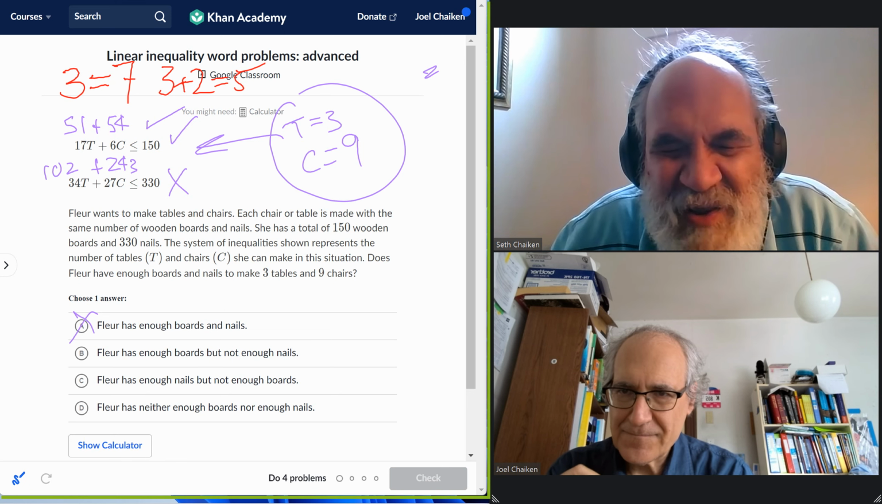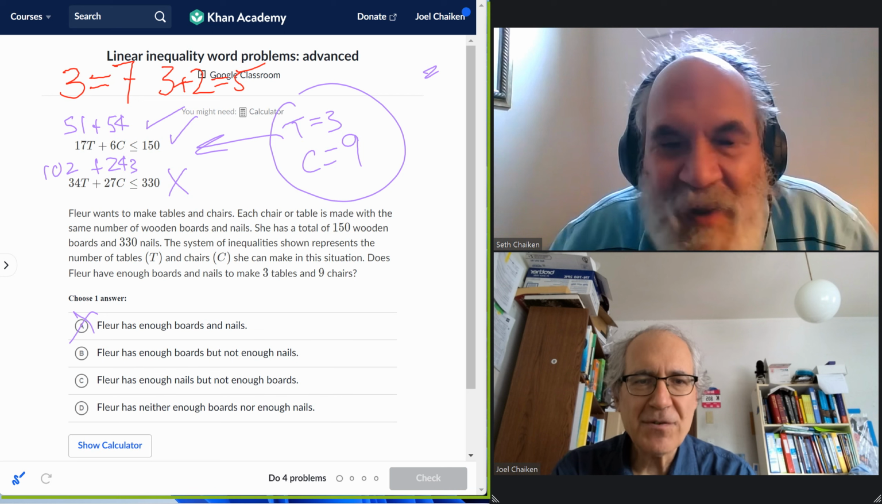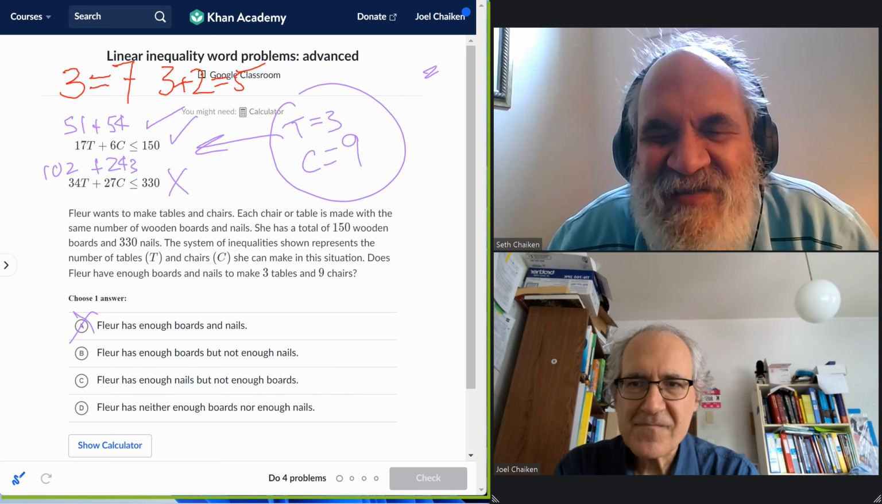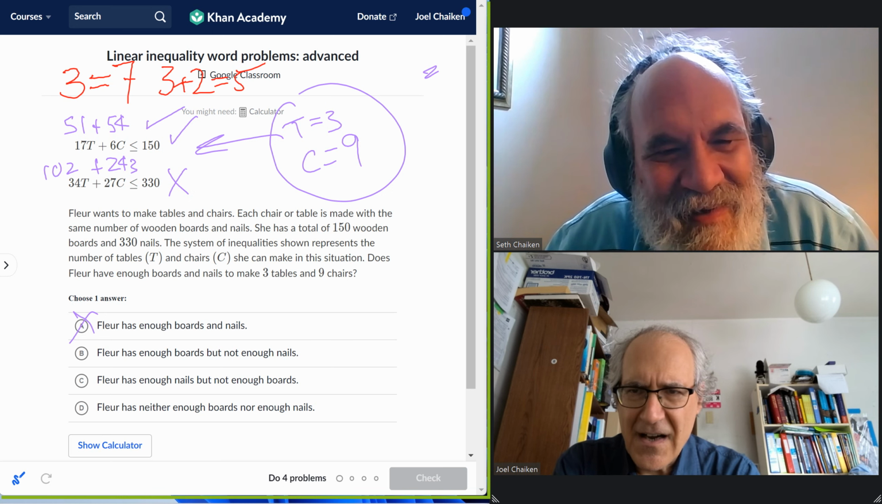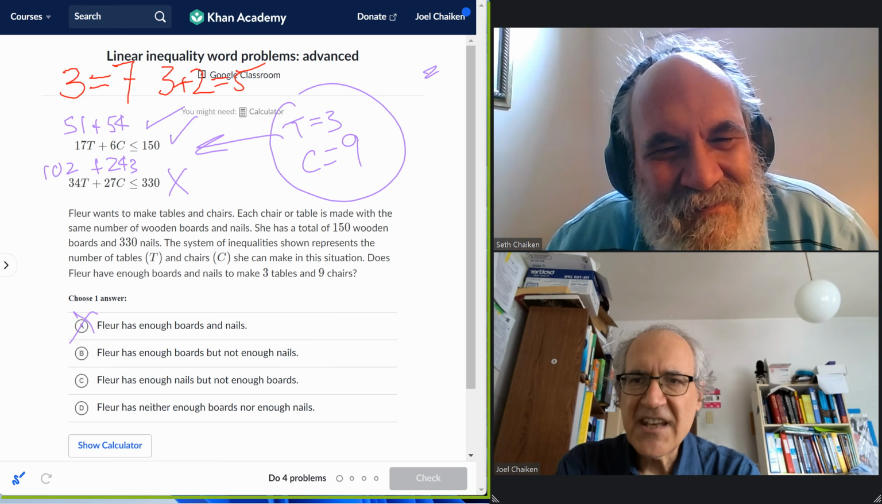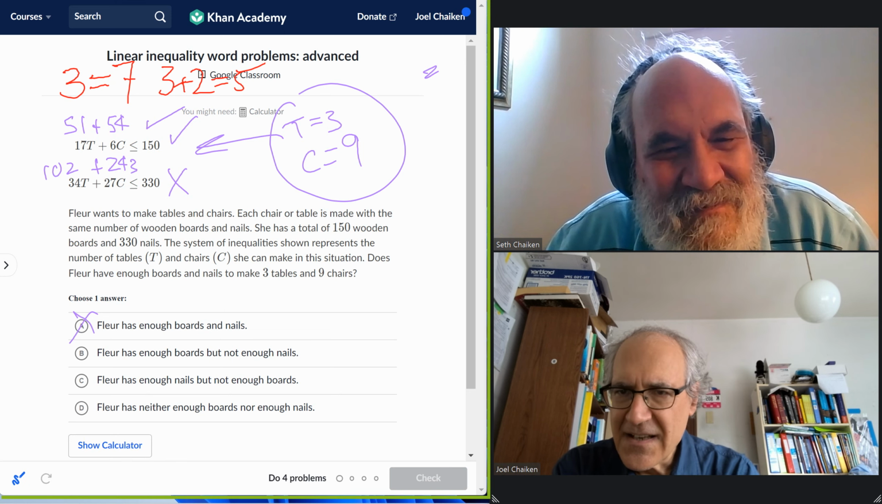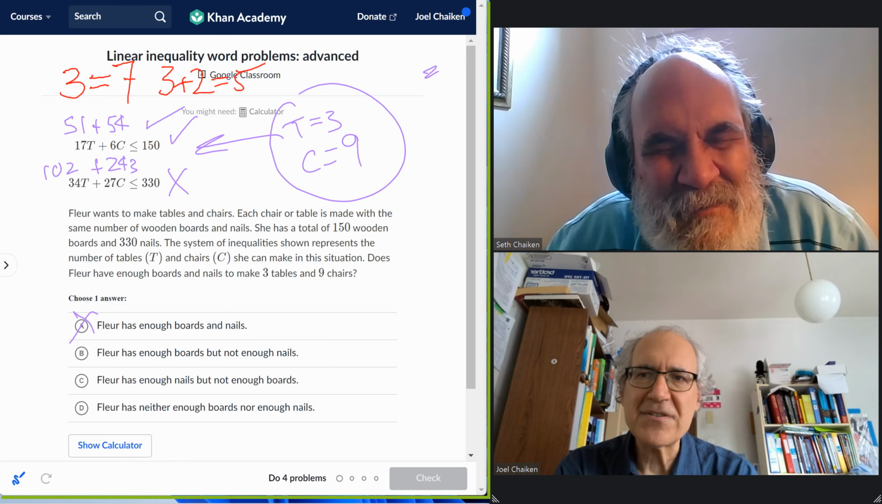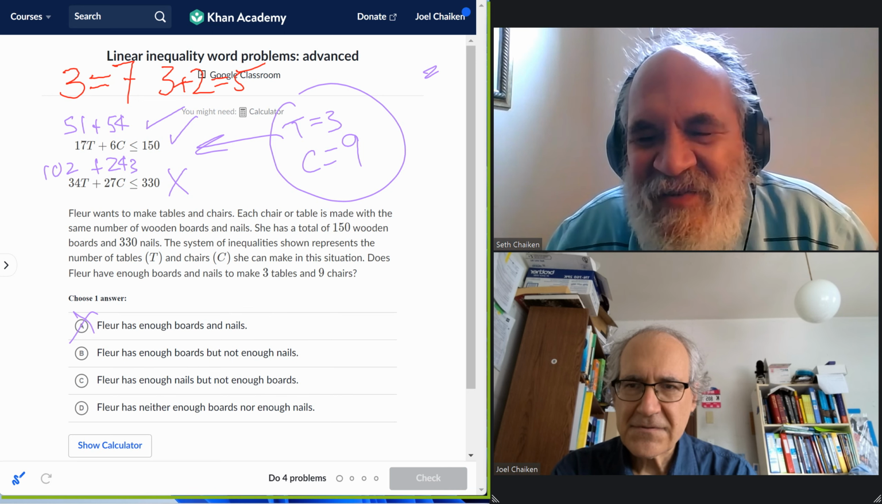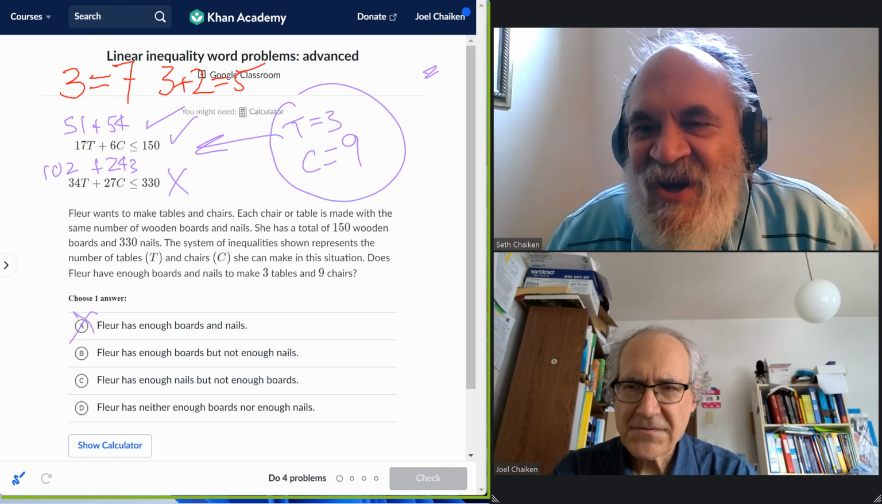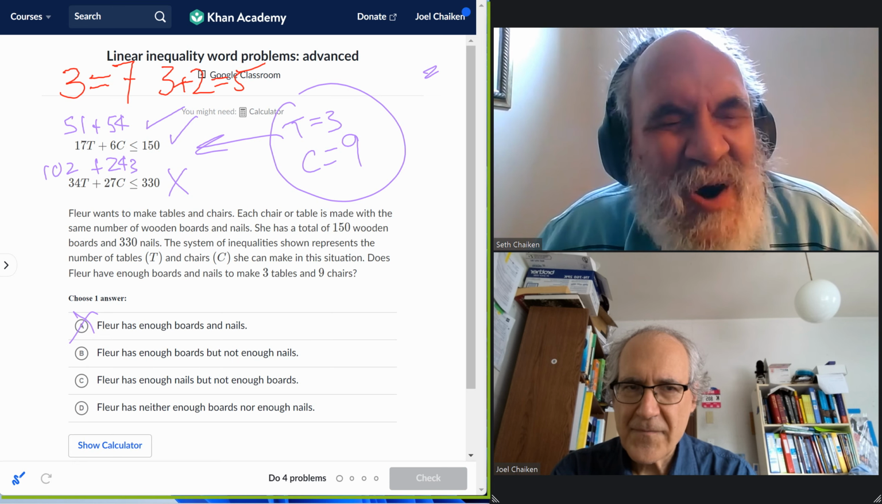Please explain it in English. What does the first equation say? The first equation says that in terms of the boards, each table requires 17 boards and six chairs. No, each table requires 17 boards, and each chair requires 6 boards.